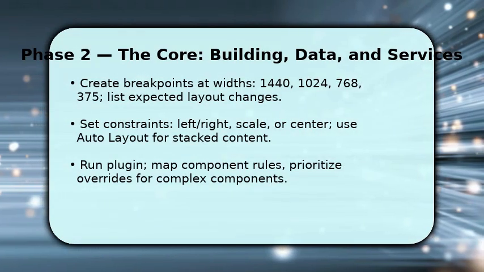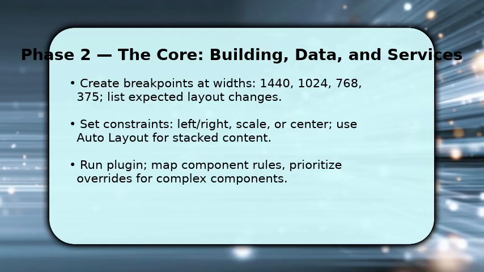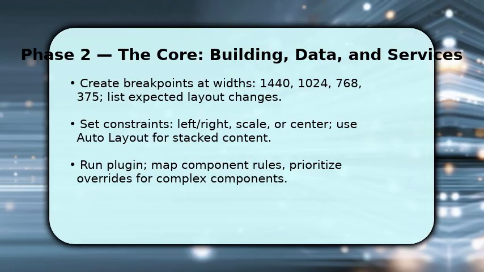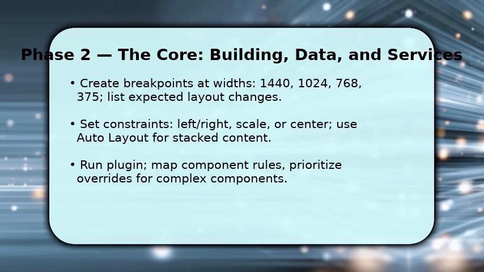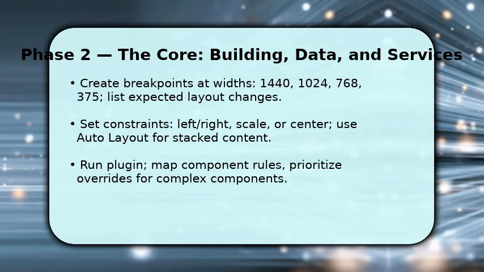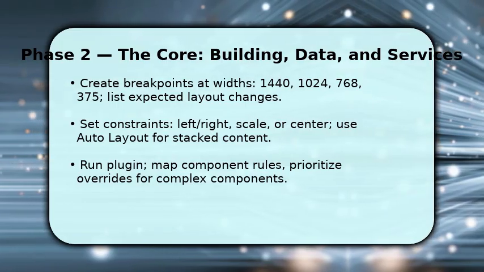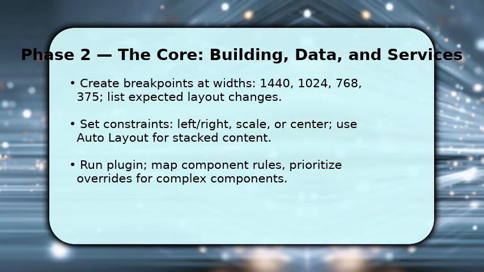Start by listing widths: 1440, 1024, 768, 375, and describe how each layout should change. Once done, set constraints on key components, left/right pins, scaling, or center, and prefer auto layout for stacked elements to maintain spacing. Then run the plugin, map each component to a rule, and apply priority overrides for complex modules.